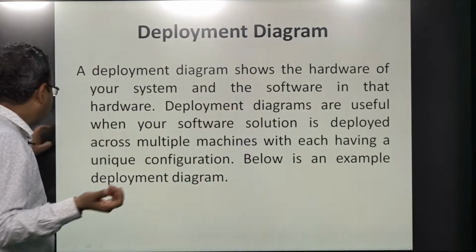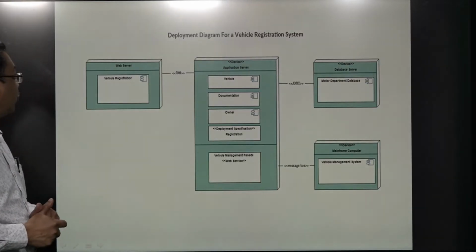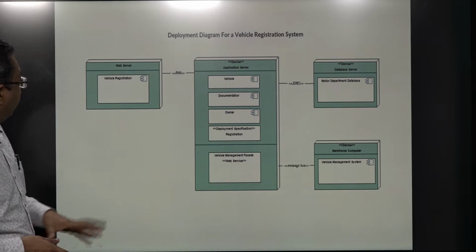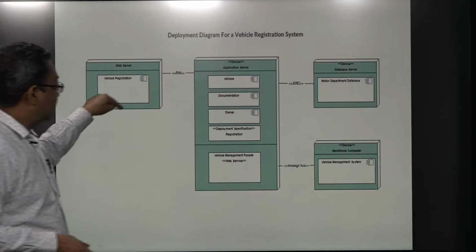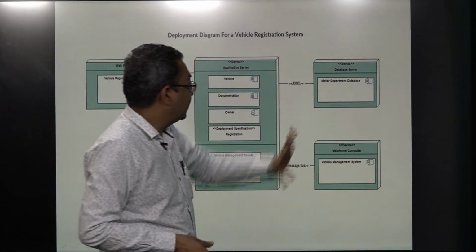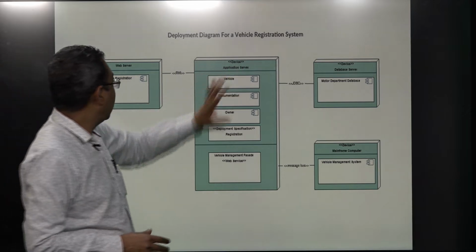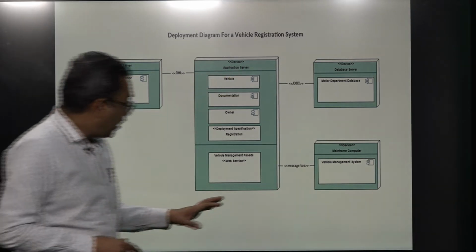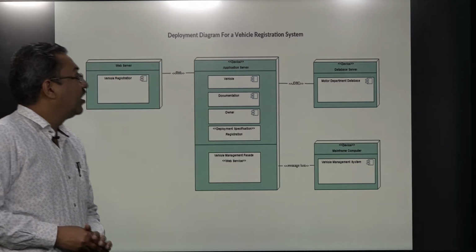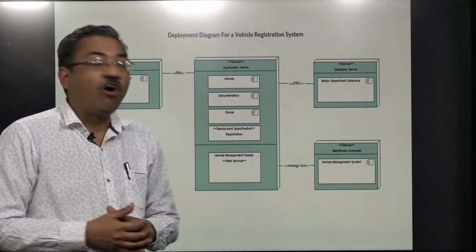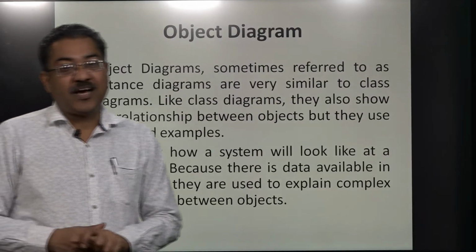So then we need a deployment diagram, and the example is this one, where we are providing three blocks. First is a web server, another one is a device, another one is a database server, right? Or device in the sense application server, and another one can be the mainframe computer. What they are consisting of, deployment diagram deals with all this. Next, we come to the object diagram.